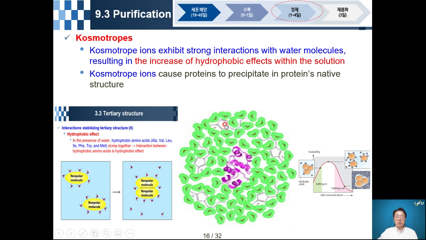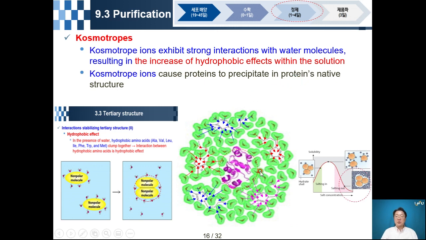Usually the cosmotropic ion exhibits strong interaction with the water molecules. Like this, the cosmotropic ion attracts all of the surrounding water molecules. It will make the hydrophobic effect here, so proteins can be aggregated like this, because it increases the hydrophobic effect within the solution. So the cosmotropic ion causes proteins to precipitate in their native structure.